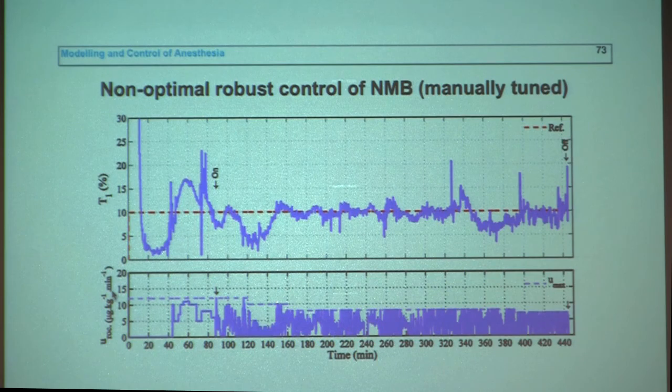You can see that it works, but you are always... This is for NMB, but we have similar results for depth of anesthesia. You are always hitting the boundaries, 0 and the maximum value of the drug. Okay? And it regulates, but it's not fantastic.